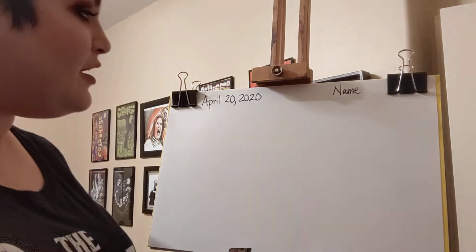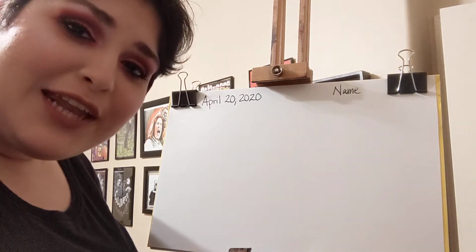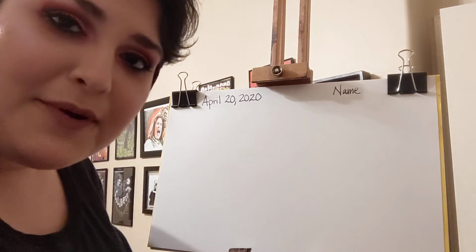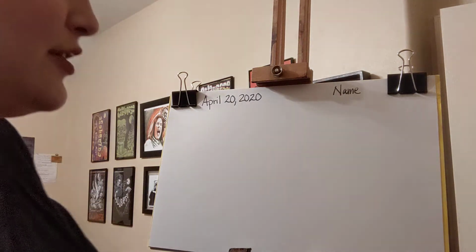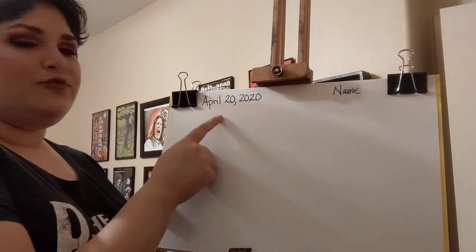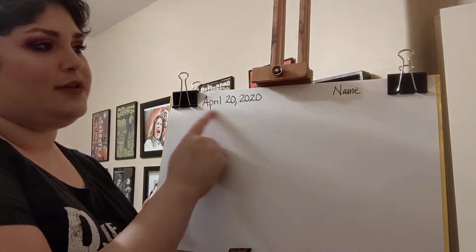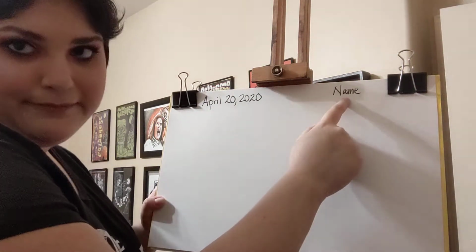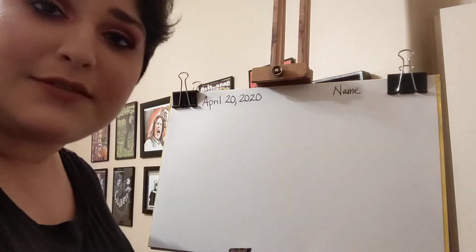So, first things first, go ahead and grab a piece of paper and a pencil, and just like the other drawings you did, go ahead and write the date, which is April 20th. Write your date up here and your name. And then we're going to leave the rest of the paper blank for the rest of our drawing.